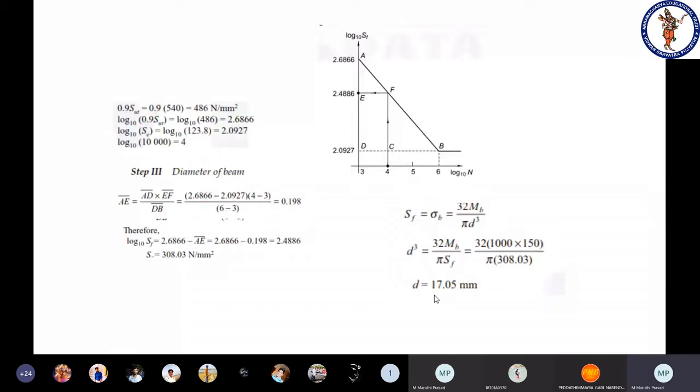So in this problem, they have given the number of revolutions. Corresponding to that number of revolutions, you have to calculate the beam diameter. While noting down, wherever you have S, just note it as sigma: 0.9 sigma UT, 0.9 sigma E.